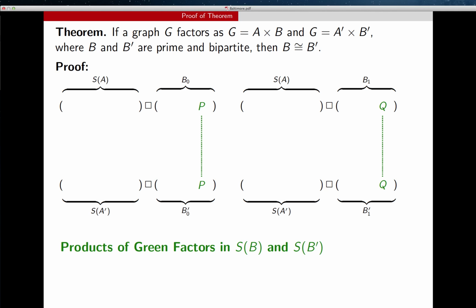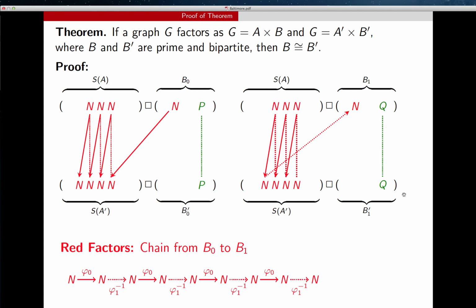Well, what other kinds of factors do we have? It turns out we have factors that I call red factors. And a typical red factor might work like this. We start with a factor n of B0, let's say, and we apply that same scheme to it, but it might be that you don't wind up in B0 prime as you did for the green factor. It might work like this. Here's an n, a red factor in B0. You apply phi0, phi1 inverse, phi0, phi1 inverse, phi0, phi1 inverse, phi0, and you're right here.